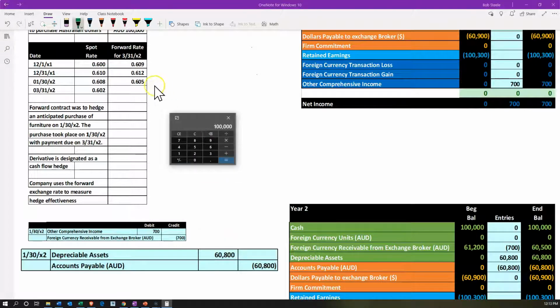Usually we use the forward rate. We're not using the forward rate this time. We're going to use the spot rate. Why? Because it is this point in time. We're not looking forward to 3/31/x2 because it is 3/31/x2, and therefore all we have is the spot rate.